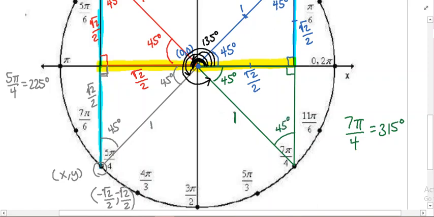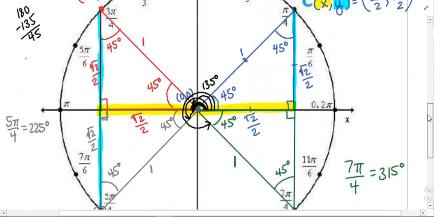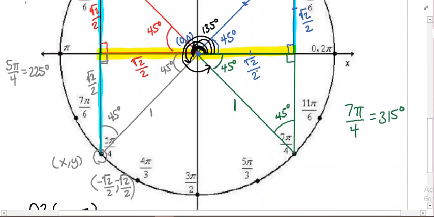Since the hypotenuse is 1, use your special triangle relationship. The remaining two sides have to be the square root of 2 over 2. We already knew that about the horizontal distance because this side is shared with the blue triangle. This vertical distance in green is the square root of 2 over 2. That's its length. So now all of our sides are labeled, so we can identify the coordinate right here at 7 pi over 4.